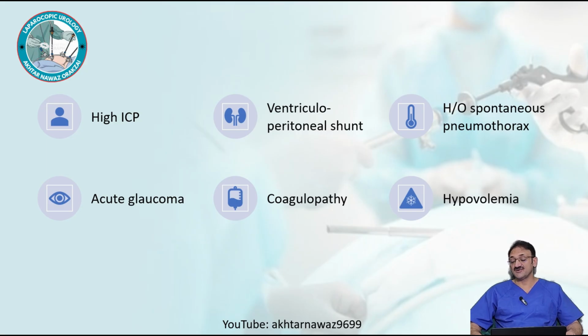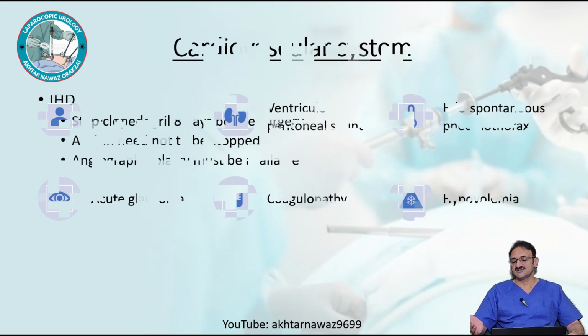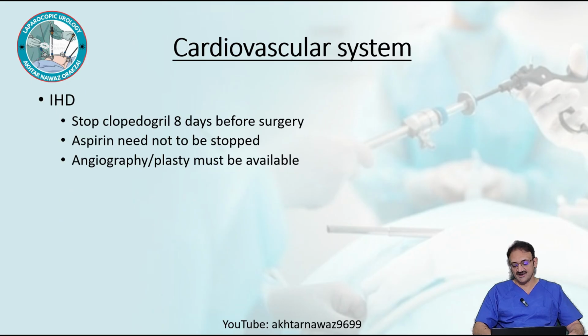And if there is history of any spontaneous pneumothorax, then laparoscopy and pneumoperitoneum has to be contraindicated. In cases of acute glaucoma, it should be avoided. With chronic treated glaucoma, one can go for laparoscopic surgery. However, acute glaucoma is an absolute contraindication. Coagulopathy in any case is a contraindication. If there is hypovolemia, first treat the hypovolemia, and then you can create a pneumoperitoneum, because pneumoperitoneum in hypovolemia is going to further compromise the cardiovascular system.